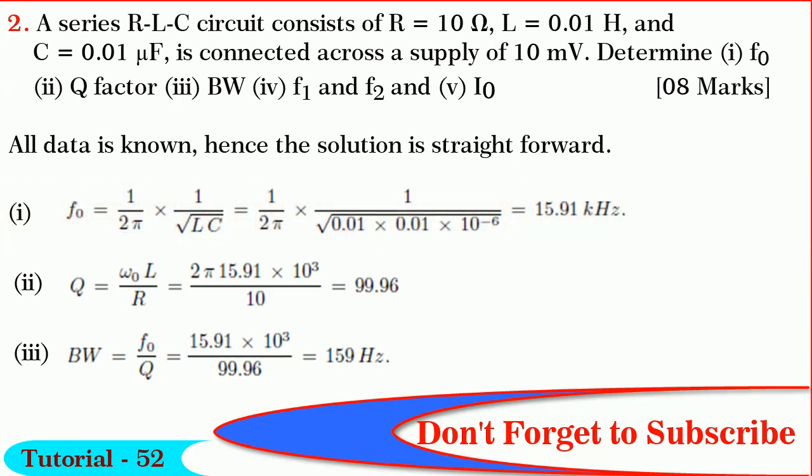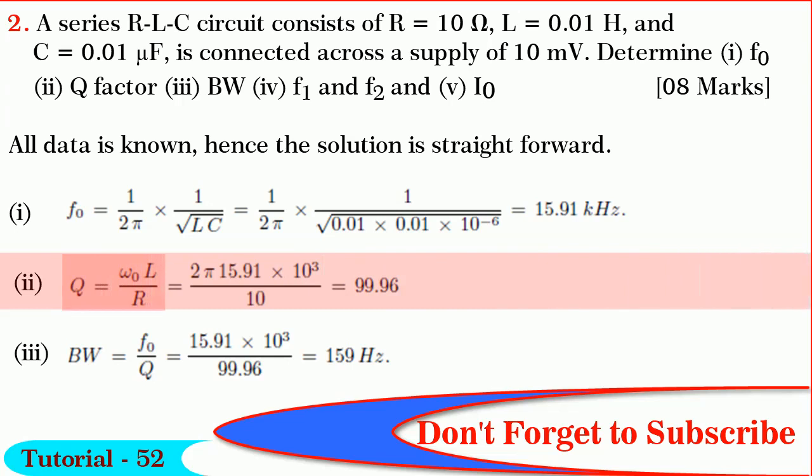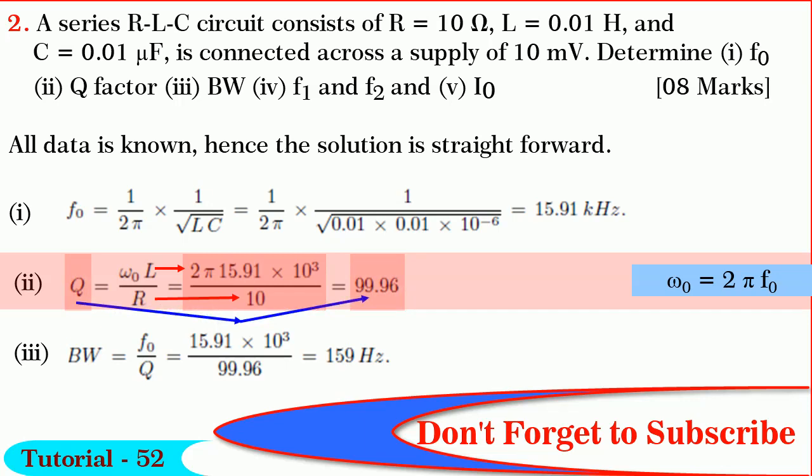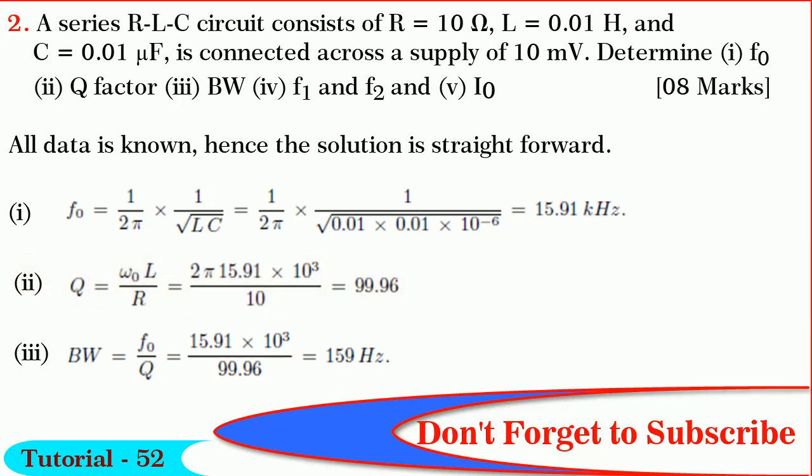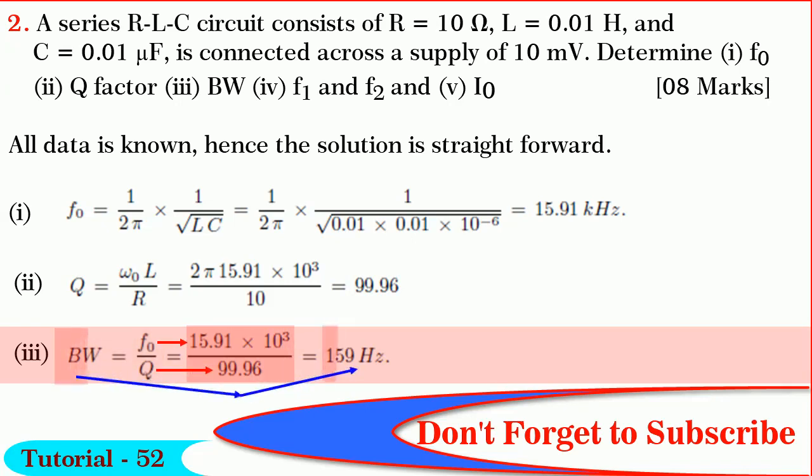Next, we know that Q is equal to omega naught L divided by R, and omega naught is equal to 2 pi f naught. By substituting and solving, we get Q is equal to 99.96. Next, we know that bandwidth is equal to f naught by Q. By substituting and solving, we get bandwidth is equal to 159 Hz.